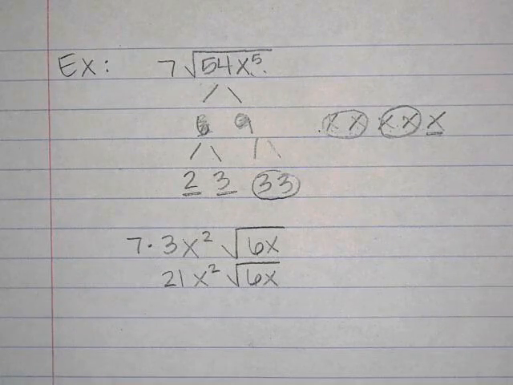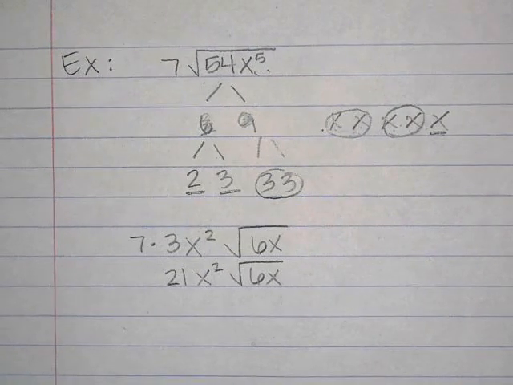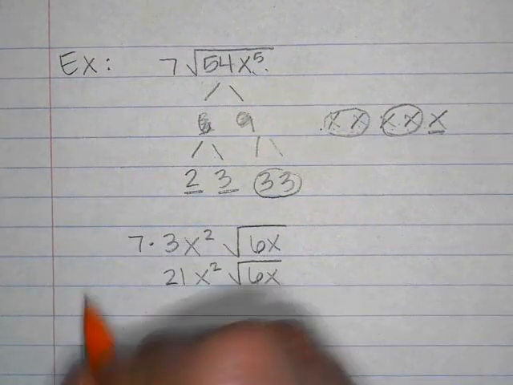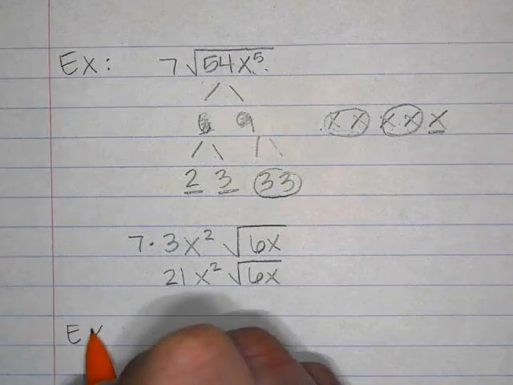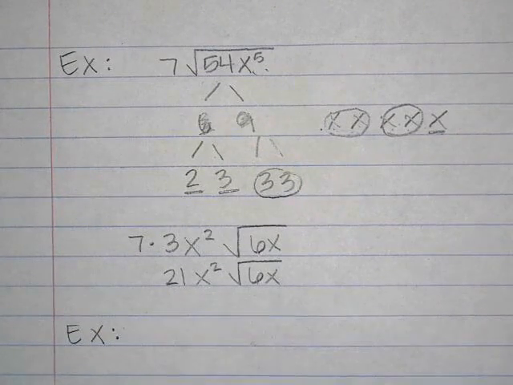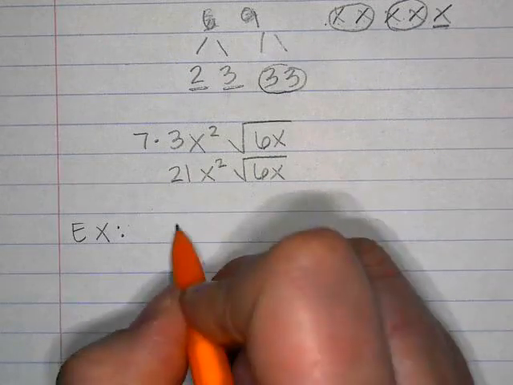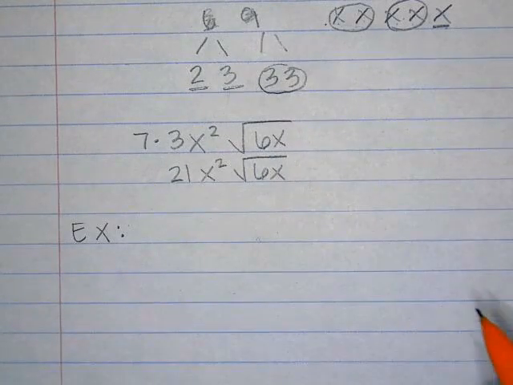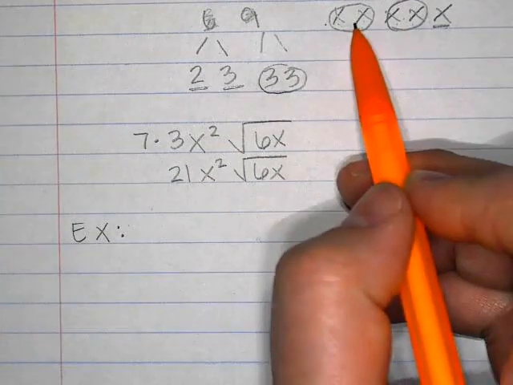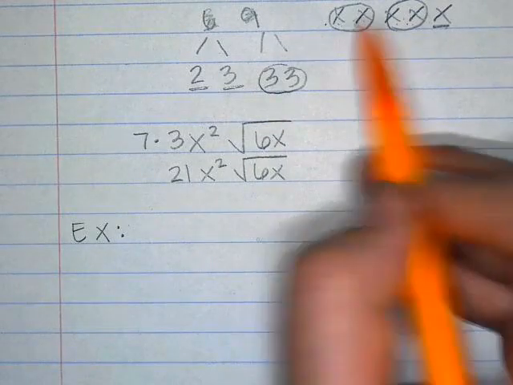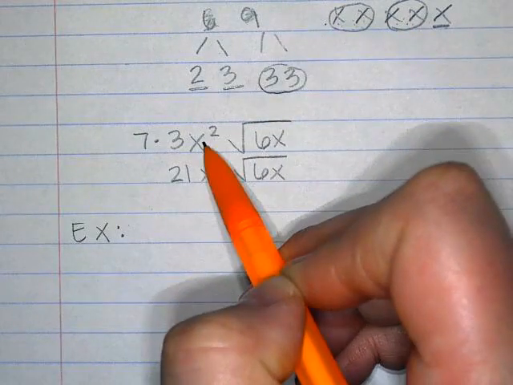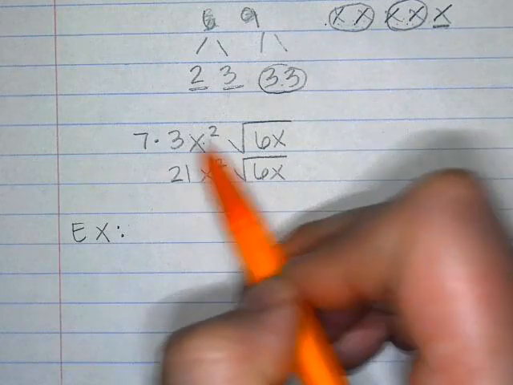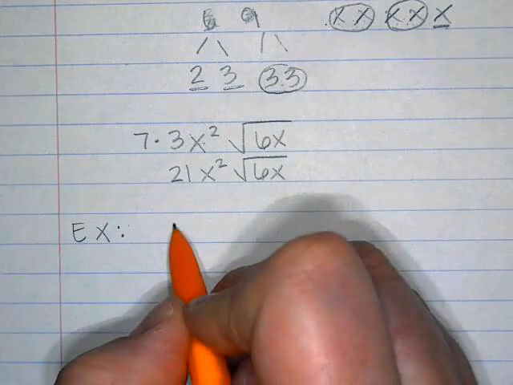All right. Let me give you another one to try. So explain why we squared it. It was a pair of x's and a pair of x's, so we had x times x squared. 3 times x times x. 3x squared.